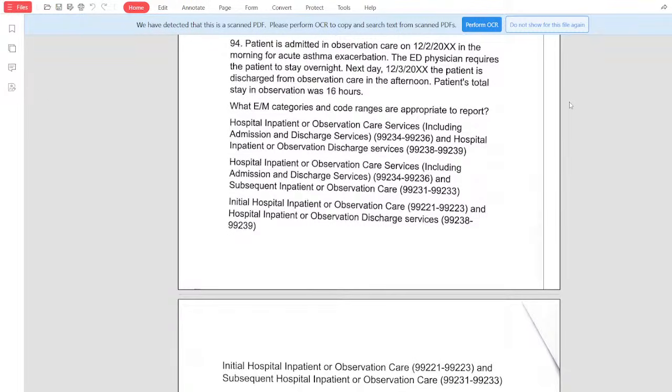This is the procedure. So for this scenario, you have to take option C. This is the correct answer. C means initial hospital inpatient or observation care, the starting stage. The patient came to the hospital for a normal observation, so it becomes initial. And the patient is admitted, then discharged, so it becomes hospital inpatient or observation discharge services. Yeah, Monica, C is the correct answer.